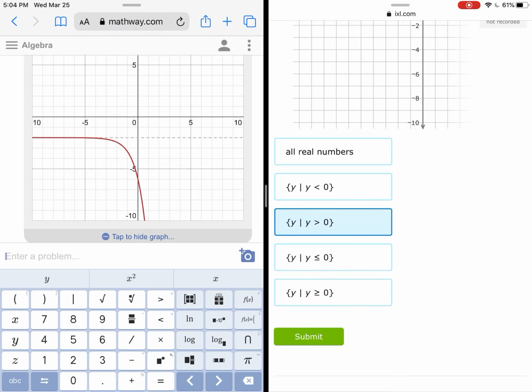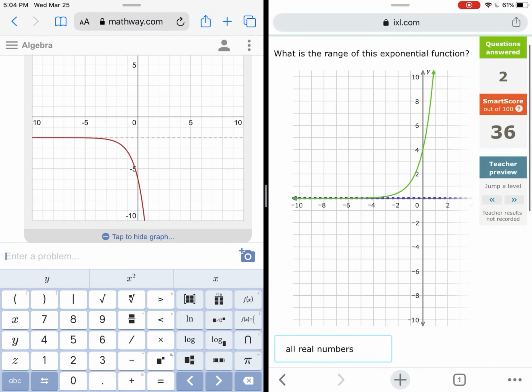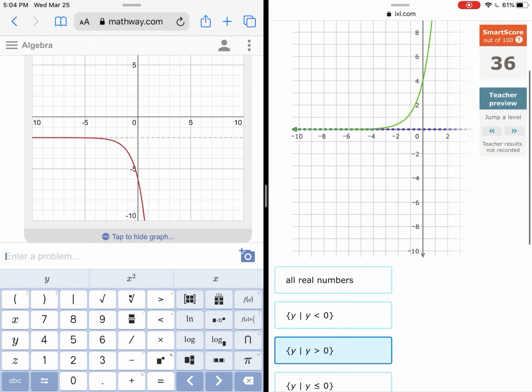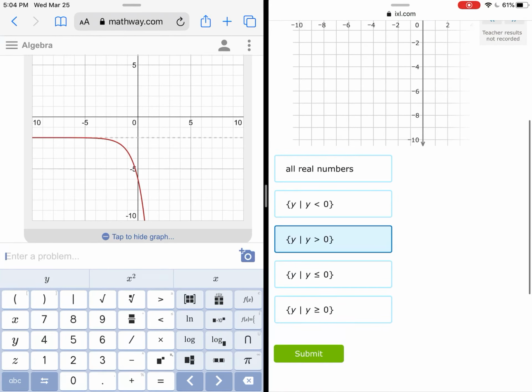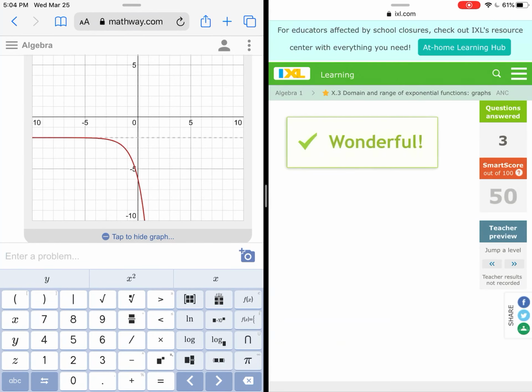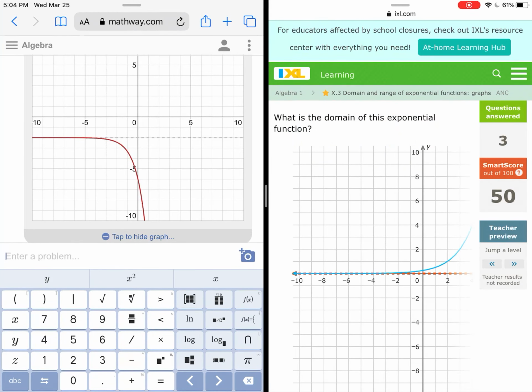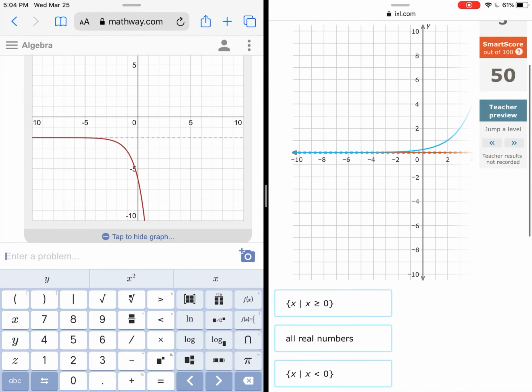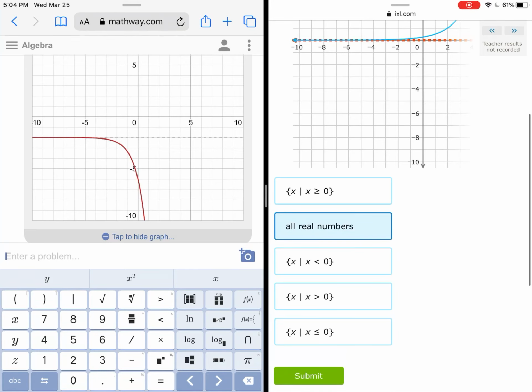Anytime that they're asking you for the range of an exponential, because you have that dashed line, you're never going to have the answer as one of these last two. That would be incorrect to do. So my answer is that third option right there. What is the domain of the function? So the domain of the function for this one, all real numbers.